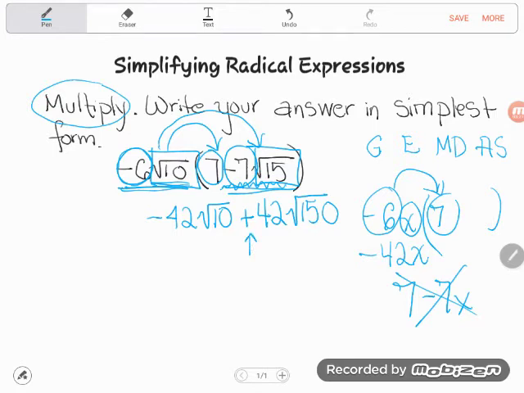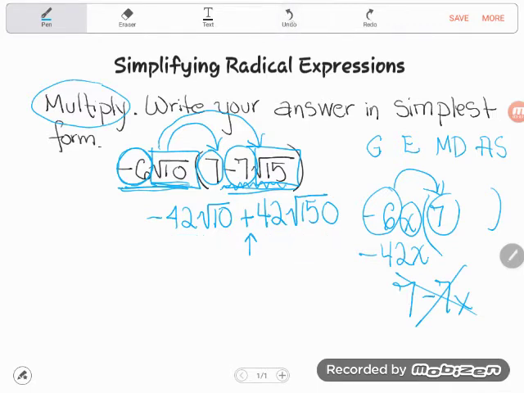Once again, we can only add and subtract the same kinds of things. And this is negative 42 square roots of 10s. But this is 42 square roots of 150. They're not the same kind of thing. So I can't actually do the addition. So what can I do to simplify this?